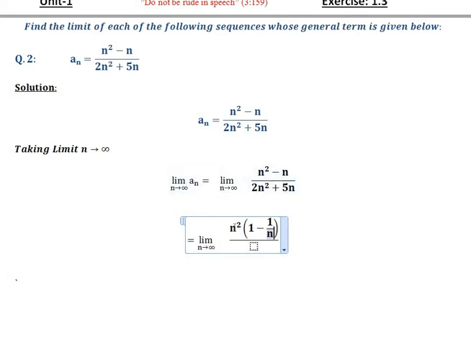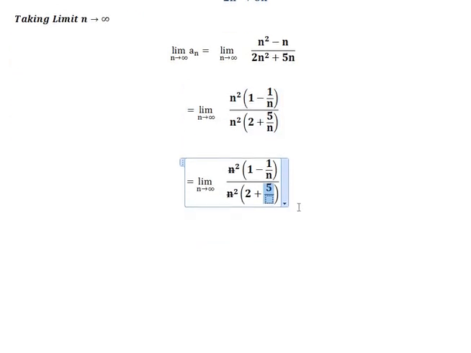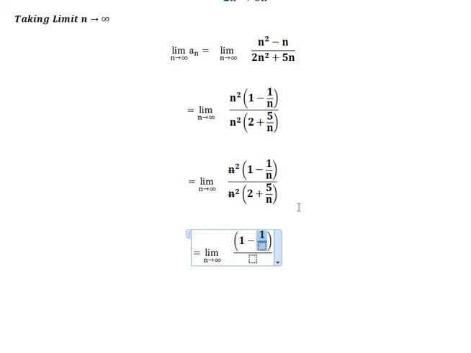1 over n, because n square multiplied with 1 equals n square, and n square into minus 1 over n equals minus n, same. Similarly n square is common here, so 2 here and plus 5 over n here. Okay, so now n square divided by n square, we can cancel it. So n square divided by n square cancels out, so the remaining is 1 minus 1 over n divided by 2 plus 5 over n.